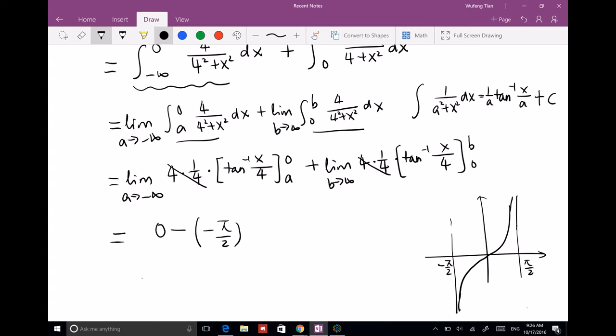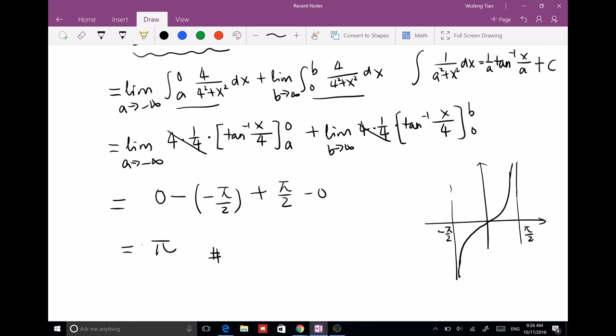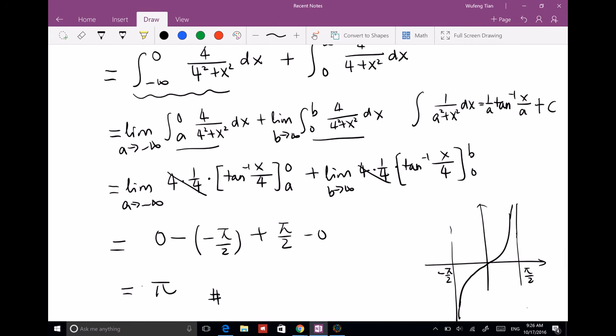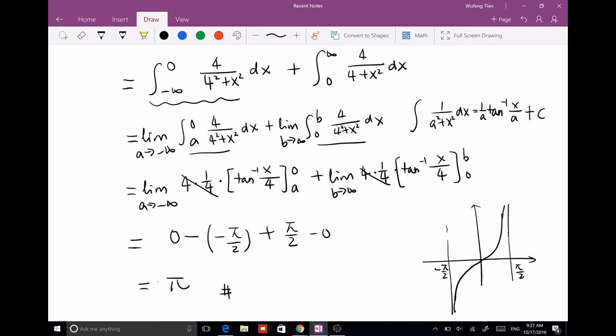This is one period of the tangent function. And plus tangent inverse of b, plugging in, tangent inverse of infinity is pi over 2, minus tangent inverse of 0, which is 0. Simplify that: positive pi over 2 plus pi over 2, the whole thing is pi. Okay, I want to know how many of you got a pi in the end. Could you please raise your hand? How many of you got a pi? None of you? Okay, so at which point did it stop?